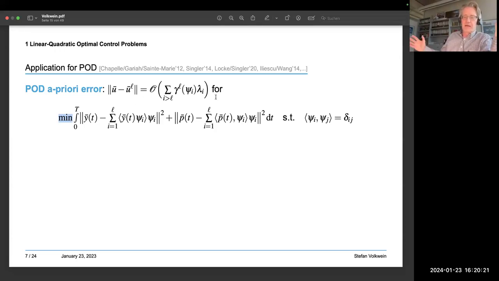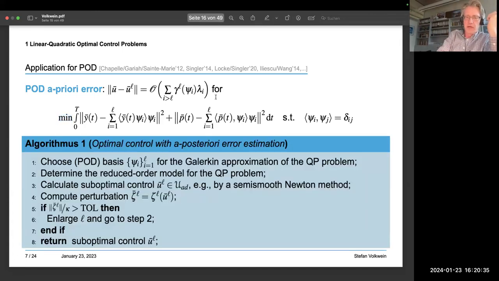But this is something from theory, nice to have. For practical use, you don't want to have the solution u bar to compute a POD basis and then recompute a suboptimal solution. Therefore, we need the a posteriori error estimation, and we do it like this.